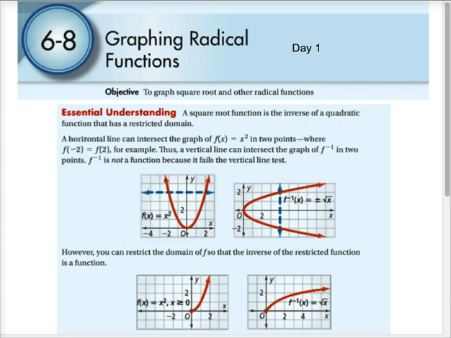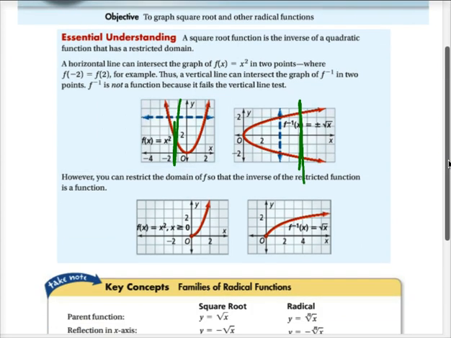Now, if you notice, parabolas do pass the vertical line test. So parabolas are functions. However, if you take the full inverse of it, its full inverse is actually not a function, okay? So the square root that you are going to know actually comes from what's called a restricted domain. By restricted domain, that means we're only going to take half of the parabola, and that is what we flip.